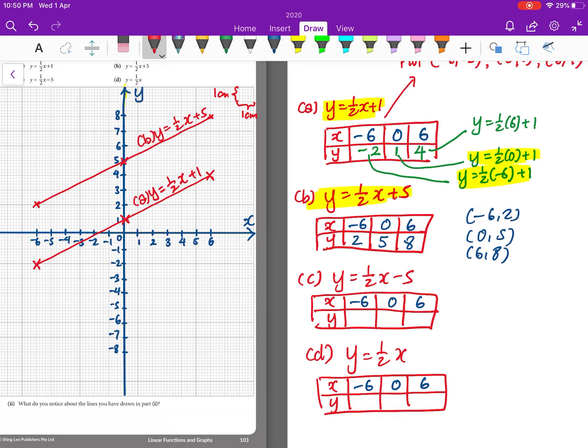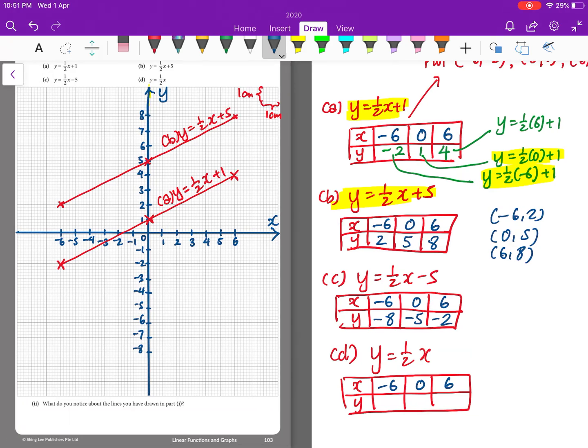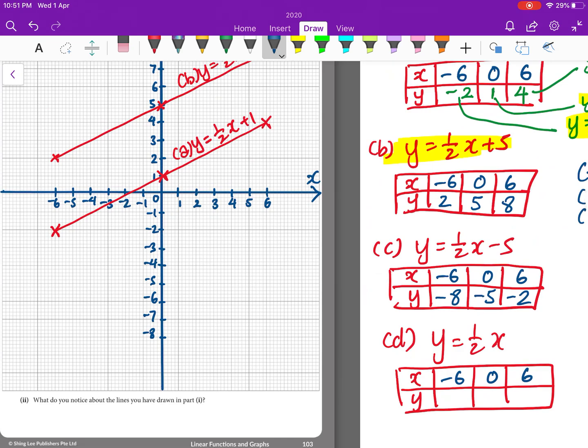The third graph. Can we find the y values very quickly? When I sub in x equals negative 6, your y is negative 8. Good. When you sub in x equals 0, your y is negative 5. And when you sub in x equals 6, your y is negative 2. Good. So negative 6, negative 8, you need to plot negative 6, negative 8 somewhere here.